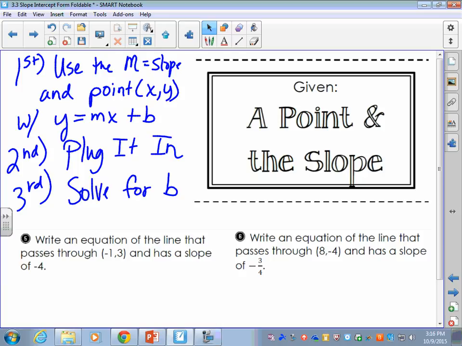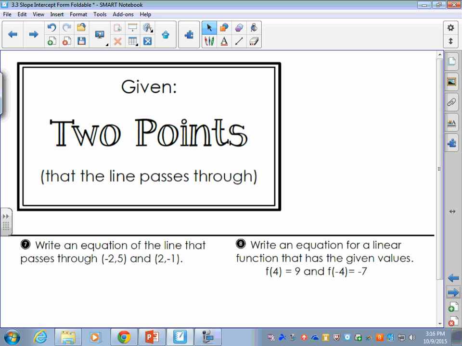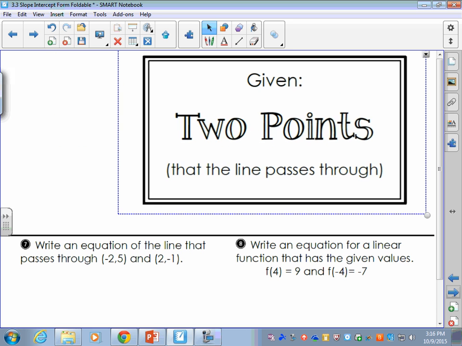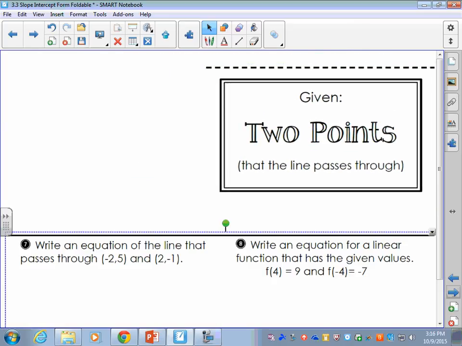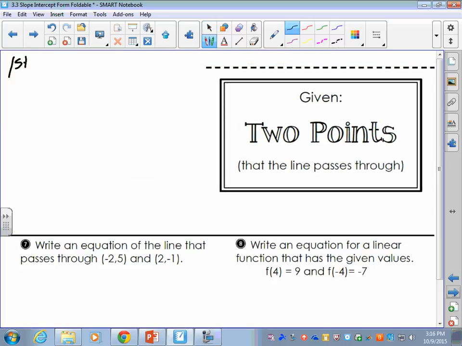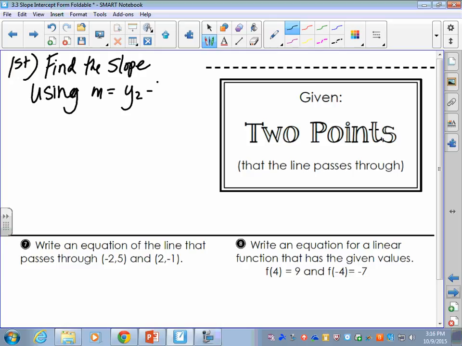And then our last tab, does anyone still need these? Anyone need these steps? Alright, our last tab is whenever you're given 2 points. And I'm going to make that a little bit smaller. There we go. Alright, so whenever you're given 2 points, the first thing you're going to do is find the slope using m equals y2 minus y1 over x2 minus x1.